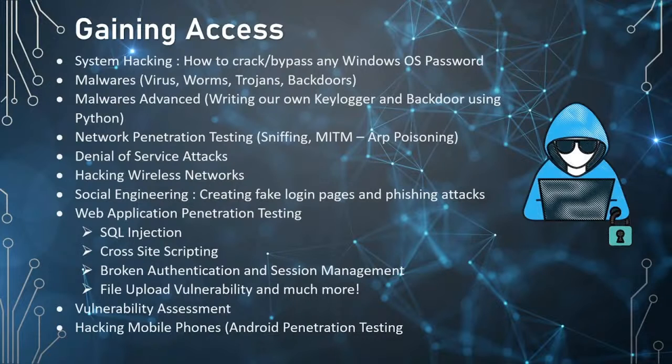In system hacking, we learn how we can hack, crack or bypass a Windows operating system password. Whether it be Windows 7, Windows 8, Windows 10 or Windows 11, doesn't matter. How do we crack or bypass the password is what we learn. If your system is password protected, how can you crack and understand what the password is in clear text? Or if it is too tough to crack, how can you bypass that password and still get access to the internal files?